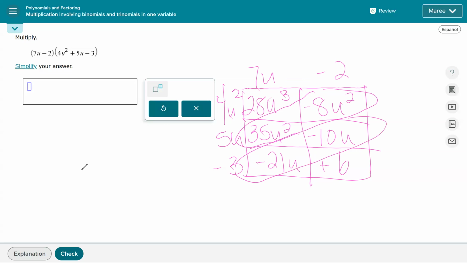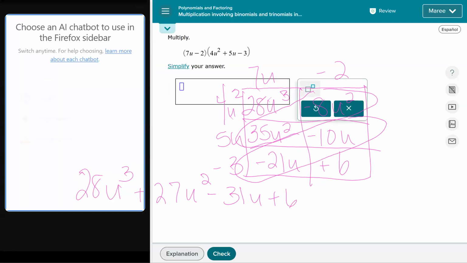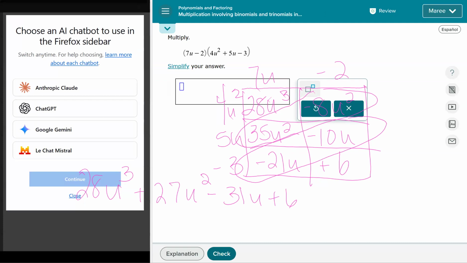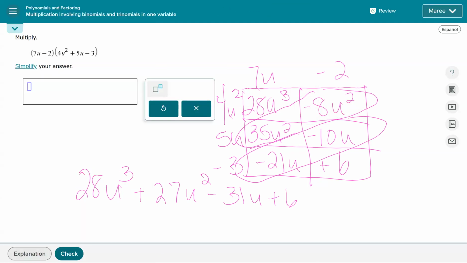These are like terms. So we have 28u cubed. 35 minus 8 is 27, so plus 27u squared. Negative 21 minus 10 is negative 31u, and then plus 6. So we type those in: 28u cubed plus 27u squared minus 31u plus 6.